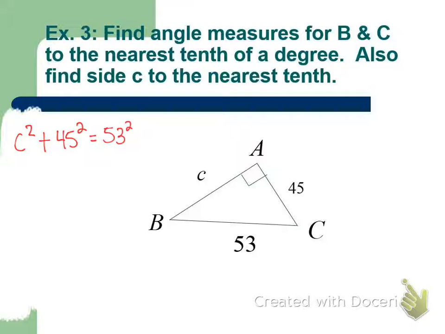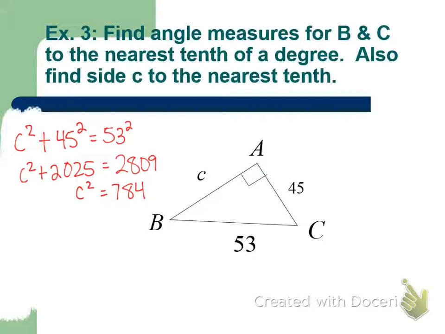All right. 45 squared is 2025. 53 squared, 2,809. Subtract off the 2025. We get that c squared is equal to 784. Are we all okay with that?